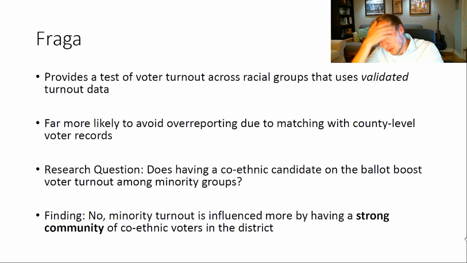And Frage actually finds something really counterintuitive, which is that it's not that. It's actually not the co-ethnic candidate that's doing the turnout boost in a lot of these places. What Frage is revealing is something maybe like the VBS story, but a much more compelling version of it, where the turnout is influenced more by having a strong community of co-ethnic voters in the district. So it doesn't matter if there's a co-ethnic candidate on the ballot. Even in cases where there's not, if you've got this strong community of like-minded co-ethnic voters, that's where turnout starts to go up for minorities, basically.